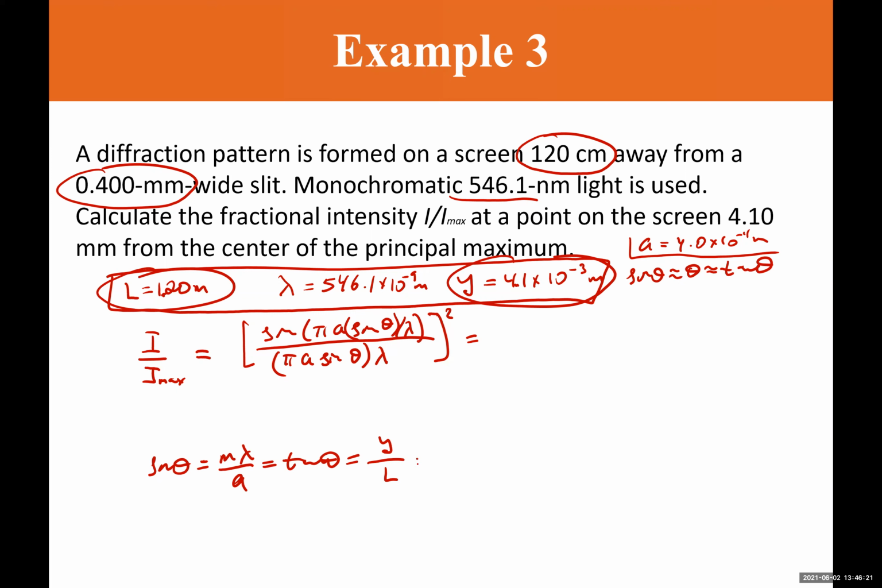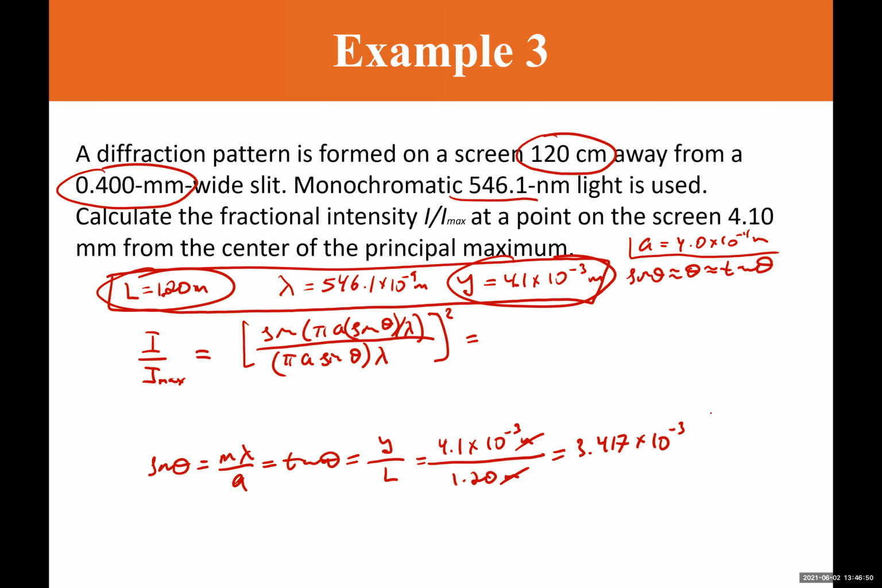I'm given y, which is 4.1 times 10 to the negative 3 meters, divided by L, which is 1.20 meters. Meters cancel out, so we calculate 3.417 times 10 to the negative 3, just a unitless quantity. That means now I know what my sine of theta is.